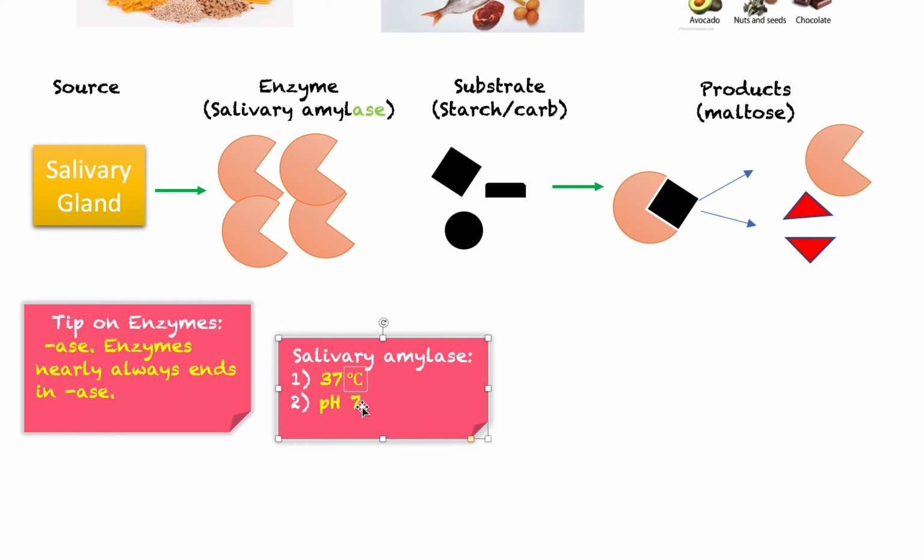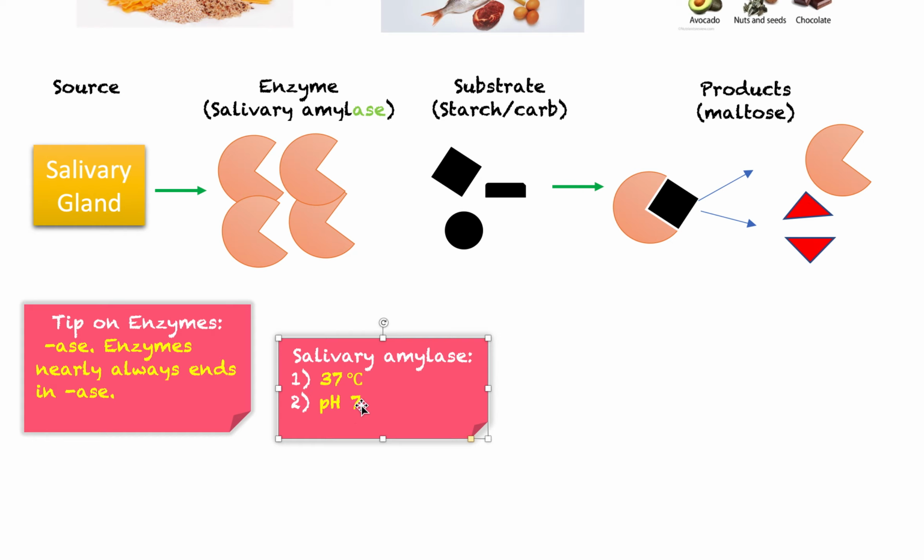And one other thing that's important is pH. pH 7, for example, is neutral. So it's like water. And that makes sense because if you put your hand into your mouth where your saliva is, your hand won't burn off, right? That's because the pH is neutral. So this specific enzyme called salivary amylase needs these two conditions to function properly: 37 degrees Celsius, or normal body temperature, and pH 7.